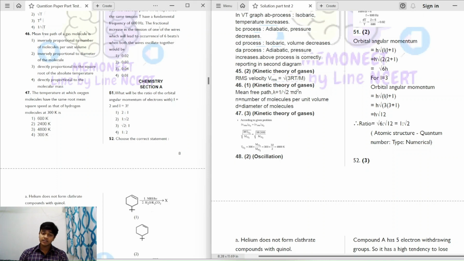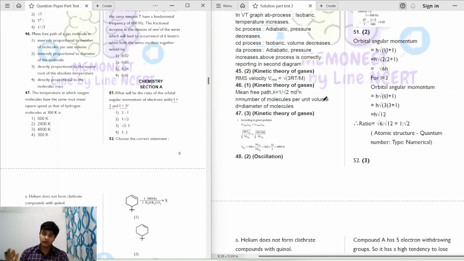So today we'll be discussing the chemistry portion, the solutions of the part test 2. Let's start off with section A, question number 51. The question says, what will be the ratio of the orbital angular momentum of electrons with L equal to 2 and L equal to 3?